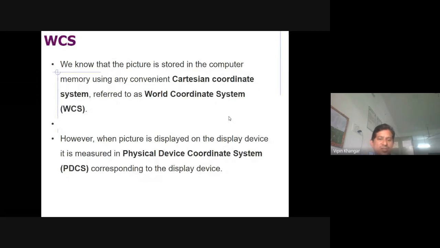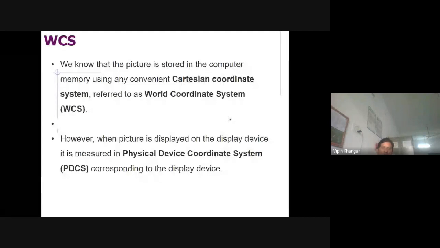We know that the picture is stored in the computer memory using the convenient Cartesian coordinate system. It is also known as the world coordinate system. This concept should be remembered, because many times you wonder what is meant by WCS and CCS. It is one and the same. Generally, the Cartesian coordinate system is used to store pictures in the computer.